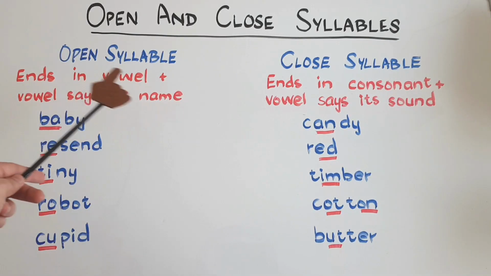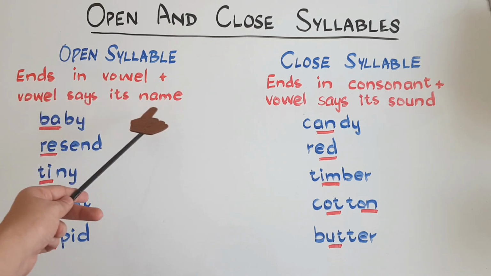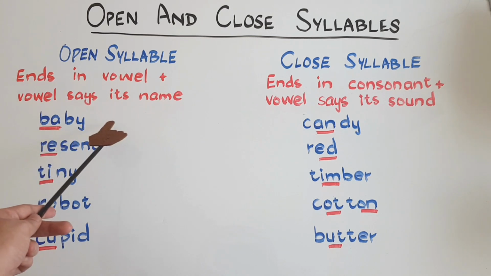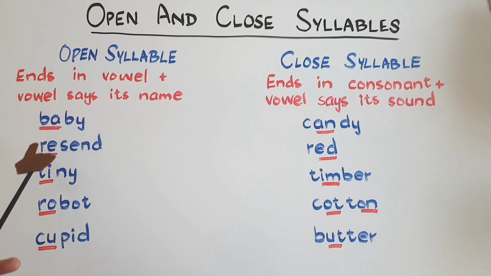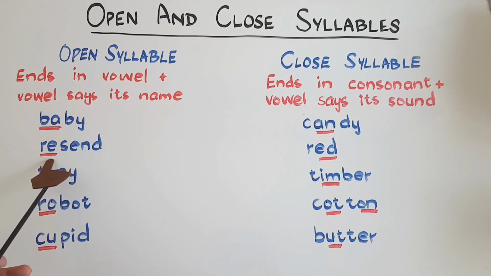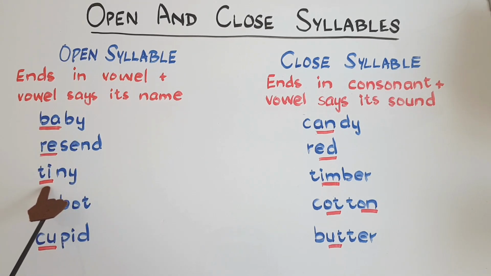Let's first see what the open syllable rule says. If a syllable ends in a vowel, the vowel says its name. Like the word baby, here the syllable is ending at A, so A will not say its short sound, rather its name, that is the long vowel sound A, baby. Resend. Here again, E is saying E because it's at the end of the syllable. Tiny, t, i, tiny. Robot, r, o, bot, robot. Cupid, k, u, pid, cupid.